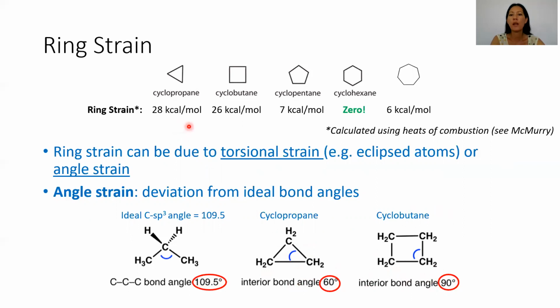When you look at ring strain in terms of kcal per mole, you can see that cyclopropane is the highest. Cyclobutane is quite bad as well. As you open it up more, you relieve some of that ring strain, only 7 kcal per mole for cyclopentane. Cyclohexane, 0 ring strain, and getting still quite low with the 7-membered ring.